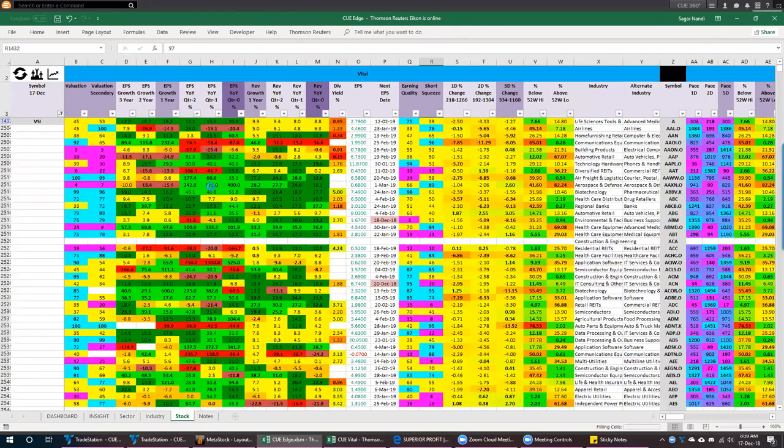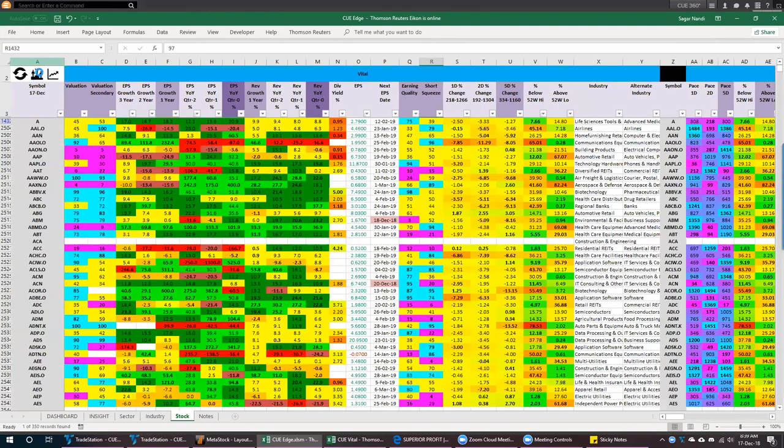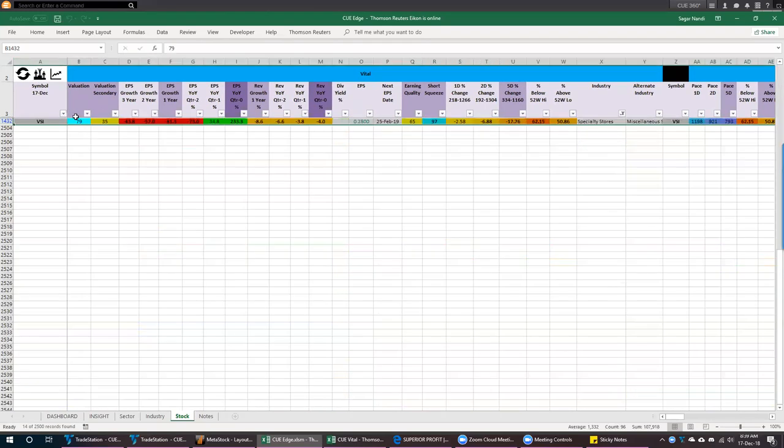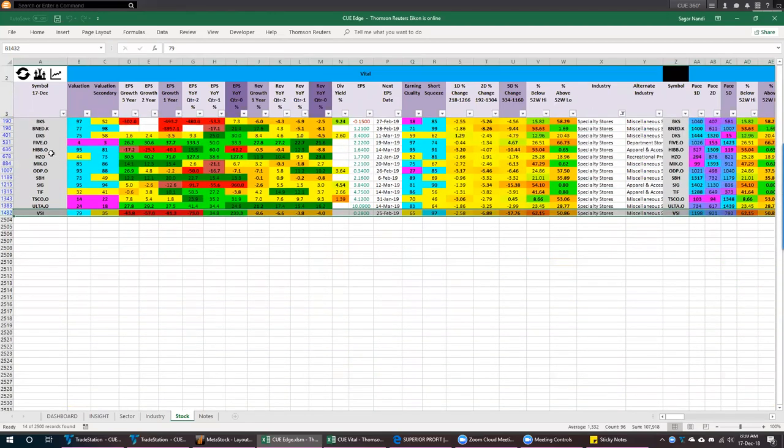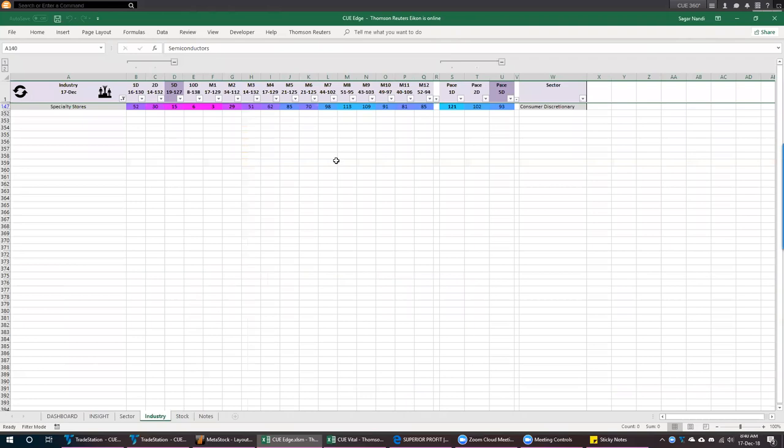If we do a peer analysis, clicking this peer button, we can see there are several other stocks also that are optimally valued. They are in specialty stores. How is the industry? Industry is weak. So we are not going to look for a buy opportunity here. We like to buy if the industry is strong or strengthening.